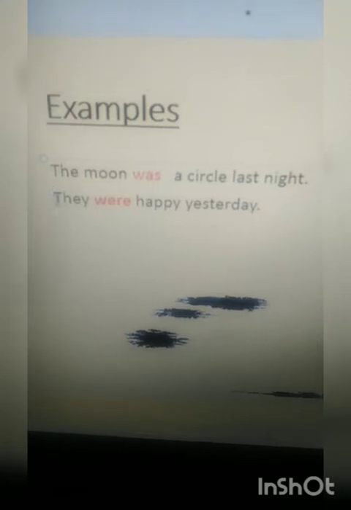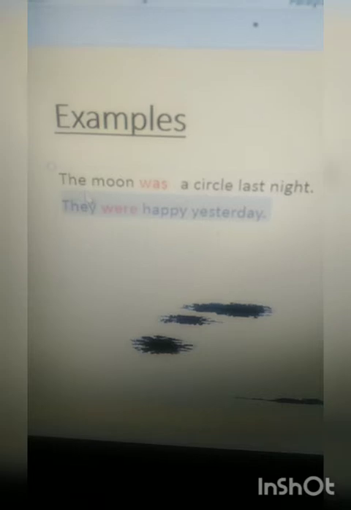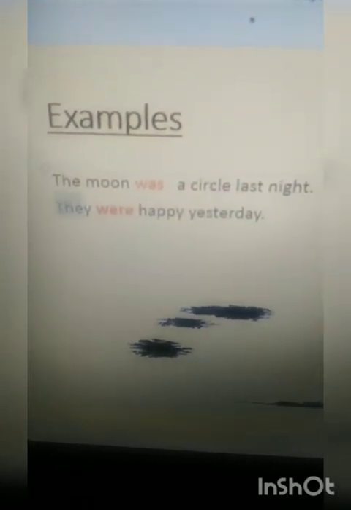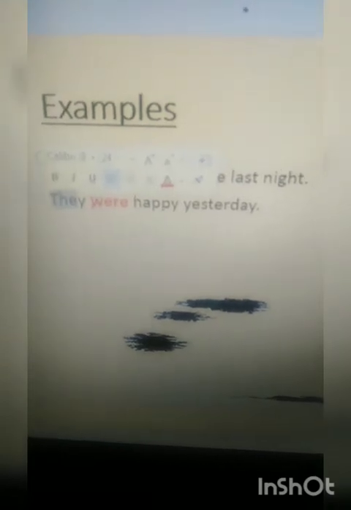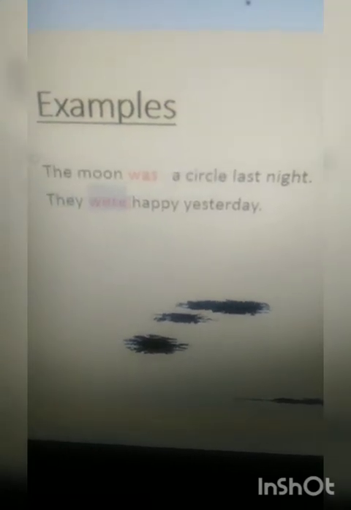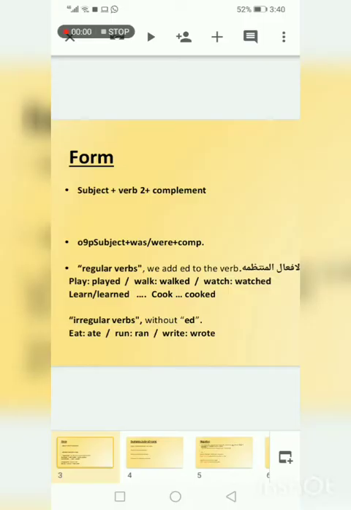Example number 2. They were happy yesterday. They is the subject. Because the subject is plural, jama', we use were. Happy yesterday is the complement. They is the subject, were is the verb, happy yesterday is the complement of the sentence.